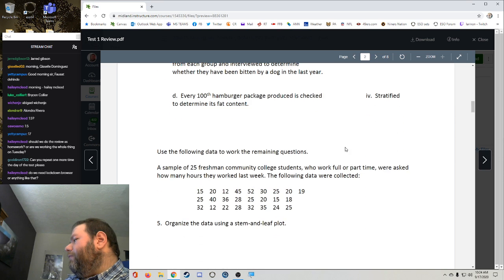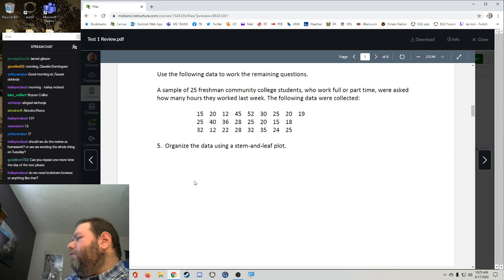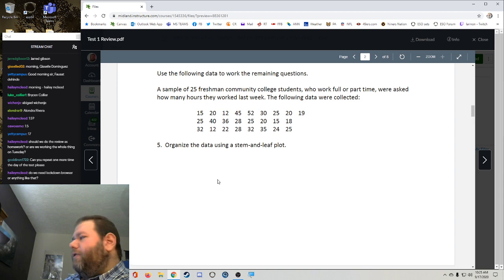Okay. And then I've given you on this practice test a data set of 25 values. These 25 values you'll basically use for the remainder of the review, and similar on the test. Organize the data with the stem and leaf plot.